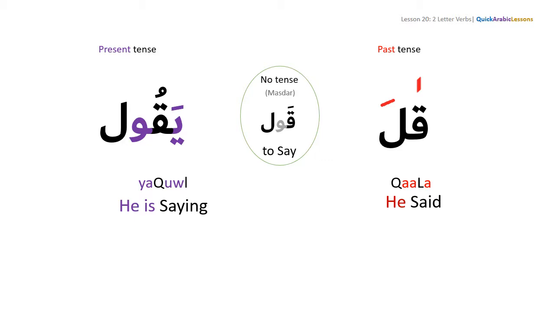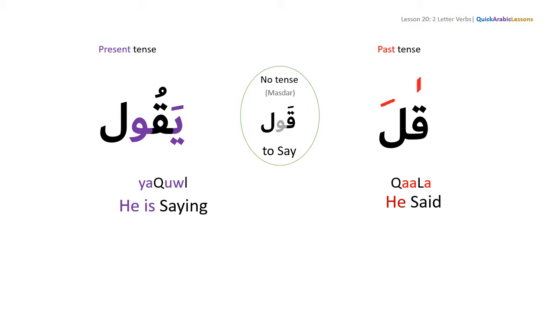Now in the middle we've got a word which is Qaf and Lam again, and it's a no tense word. No tense in Arabic is called masdar. Masdar means there is no tense attached to it. If you just wanted to say that somebody is saying, the concept of saying would be qawl. So a qawl is to say something.